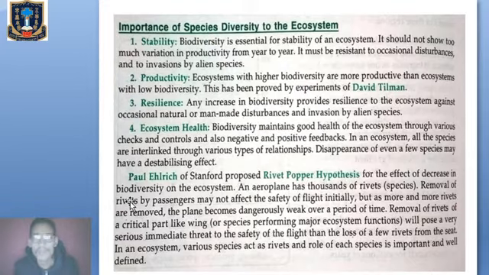Number 2 importance is productivity. An ecosystem with higher biodiversity will have higher productivity than that of an ecosystem with low biodiversity. So when we have higher biodiversity, we have more productivity.